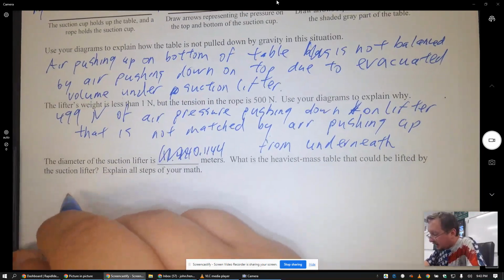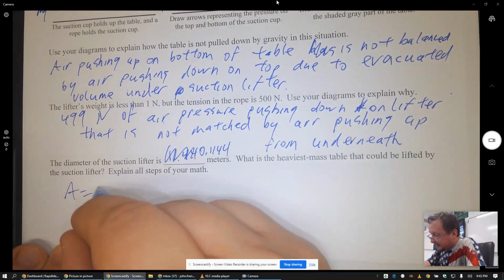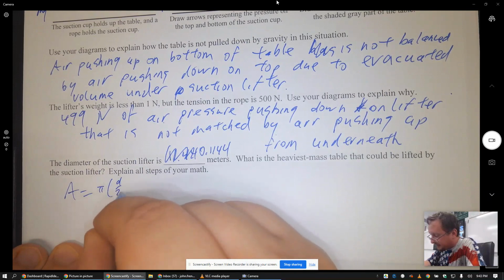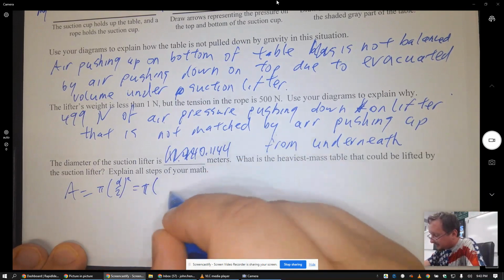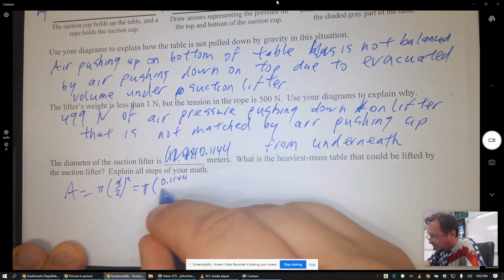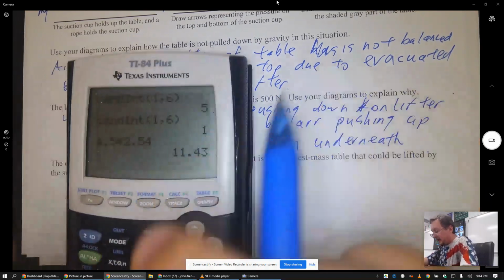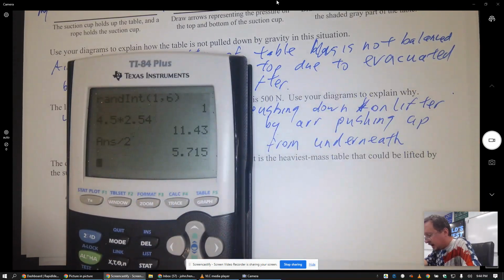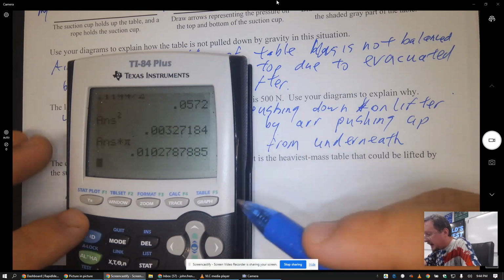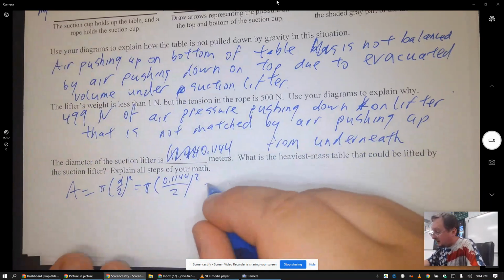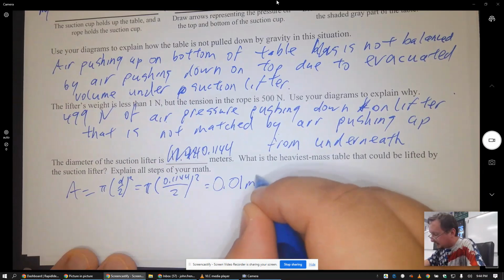Well, here's what I'm going to do: I'm going to say that area is pi times half the diameter for radius squared. So pi times 0.1144 over 2 squared. I need to do 0.1144 divided by 2, then square it, then multiply by pi. And so I got 0.01 meters squared.